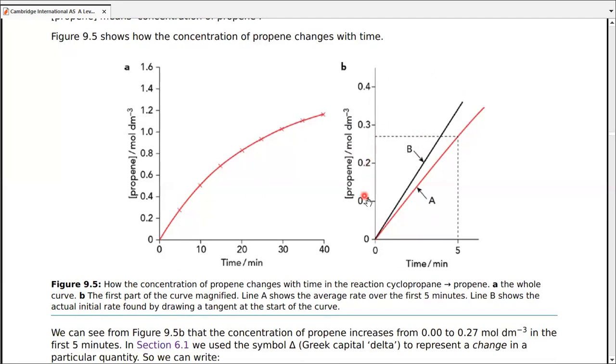Now let's discuss that. On graph A is the concentration of propene. Of course, it's an increasing graph, so it should be the graph for the product. Remember, we have already discussed in the previous chapter that the decreasing graph is the graph for reactant and the increasing graph is the graph for product. Now take a look at it.